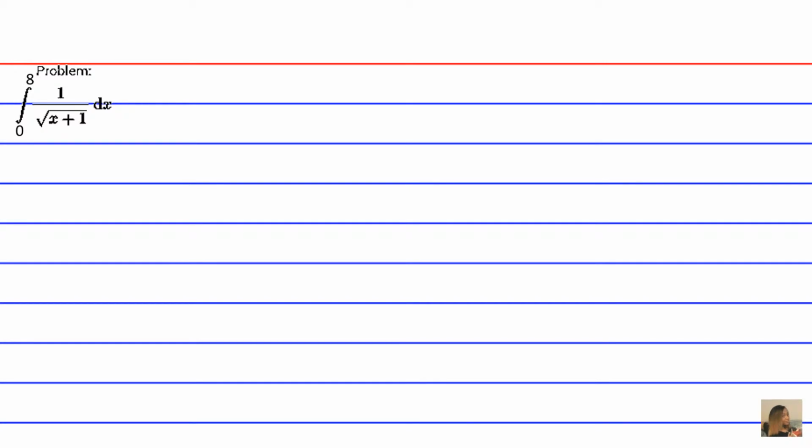This is going to be an interesting problem, okay? So we're needing to find the integral from 0 to 8 of 1 over the square root of x plus 1 dx, okay? But this is actually a hidden case of u substitution, and in order to realize this, if you don't realize it already, I recommend that you just do a ton of problems.